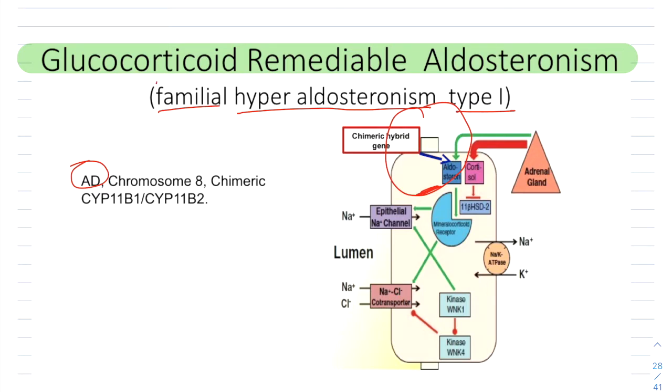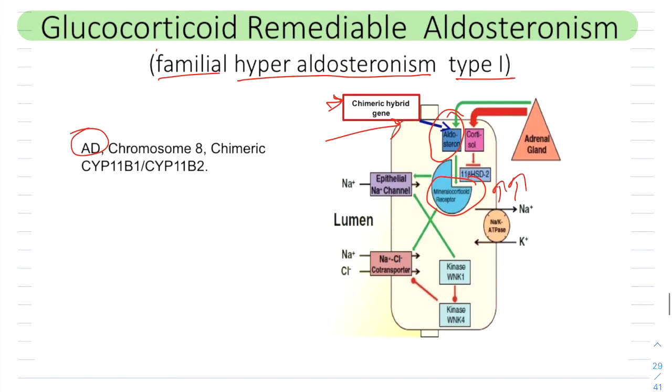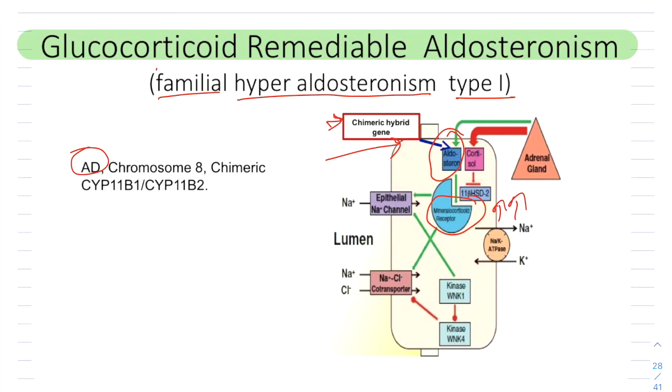Okay, so glucocorticoid remediable aldosteronism is because of a gain of function mutation or a chimeric hybrid gene formation leading to excessive action of the aldosterone. Excessive action will lead to excessive mineralocorticoid receptor activation, thus increased sodium reabsorption and leading to hypertension. Remember, glucocorticoid remediable aldosteronism is also called familial hyperaldosteronism type 1. It is an autosomal dominant inheritance.